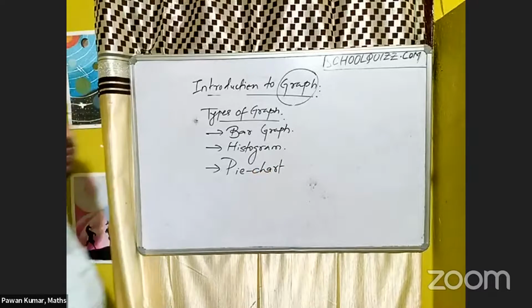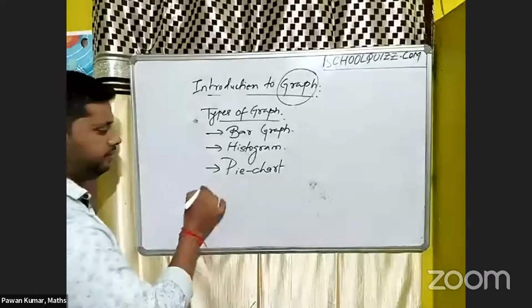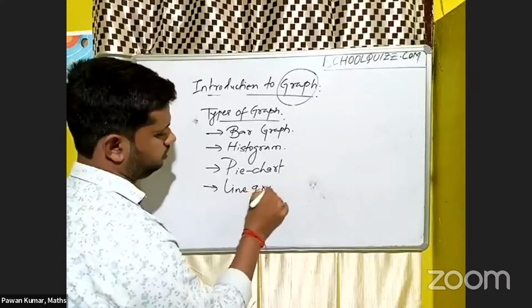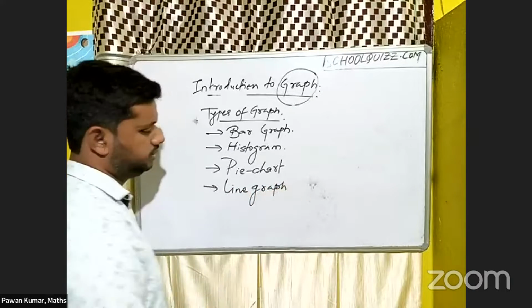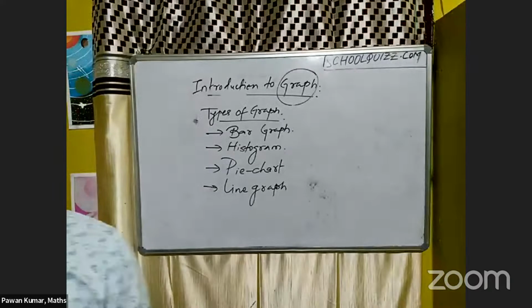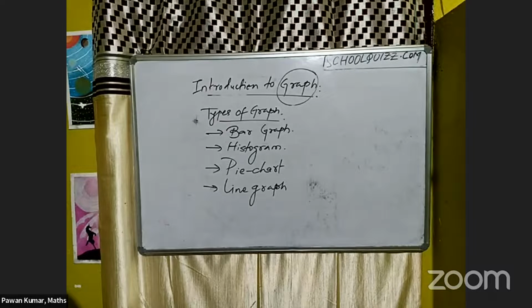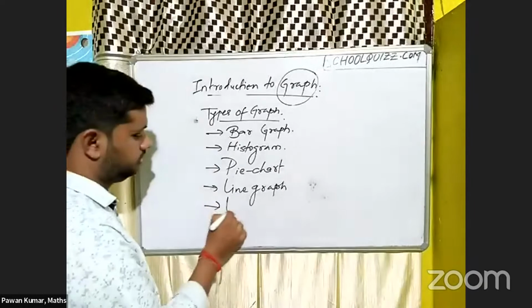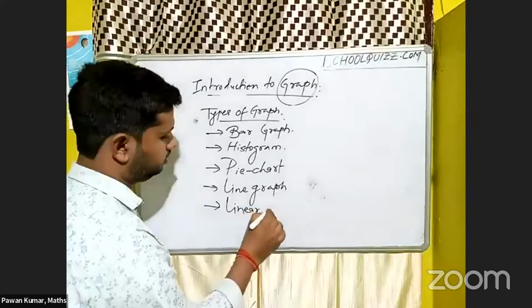Next one, line graph. Anything else? I'm just missing something there. Linear graph. Navata, anything I'm missing there? Sir, linear graph. Yeah, linear graph. Yeah.